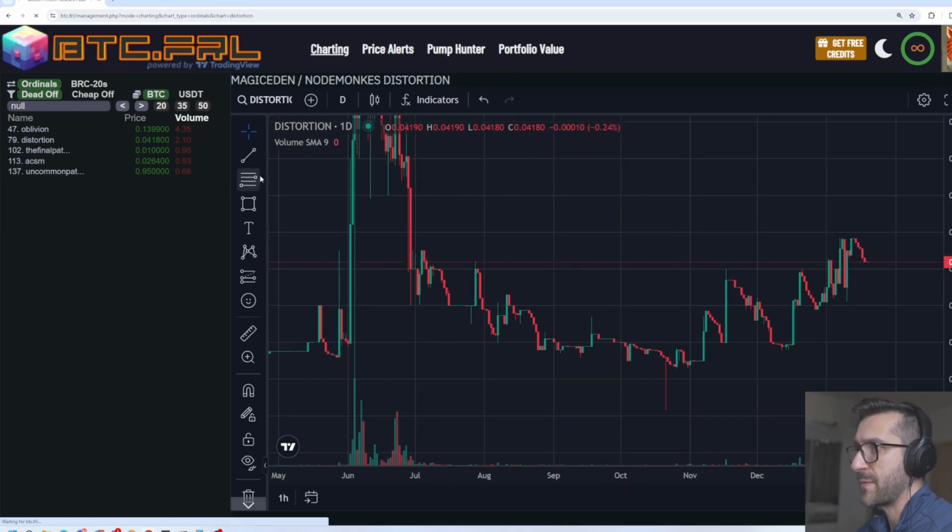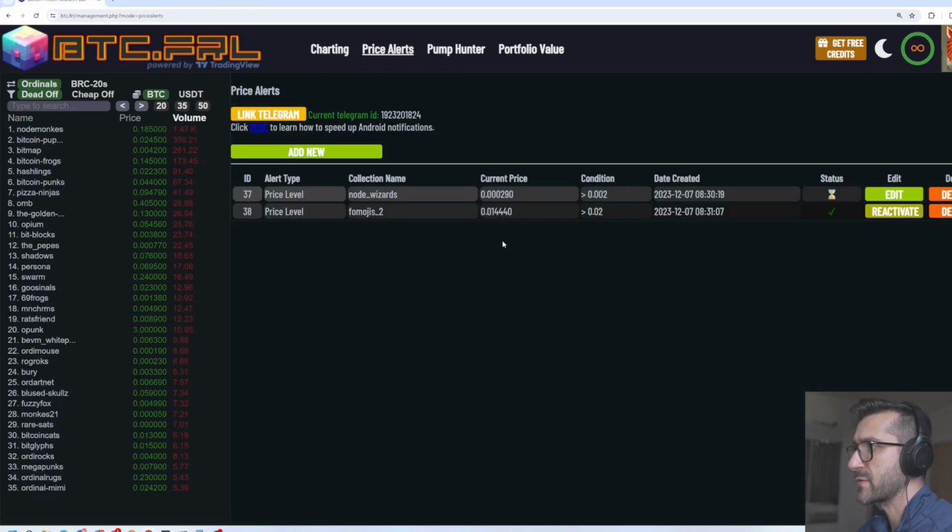On the next tab, you have price alerts. These are very useful because you can connect it to your Telegram, and it will tell you when a collection reaches your target price. It might be for a sale, it might be for a buy. It works perfectly and it works on the phone. I've used this before, as you can see here, and I've had a couple of alerts. It's a really useful tool.